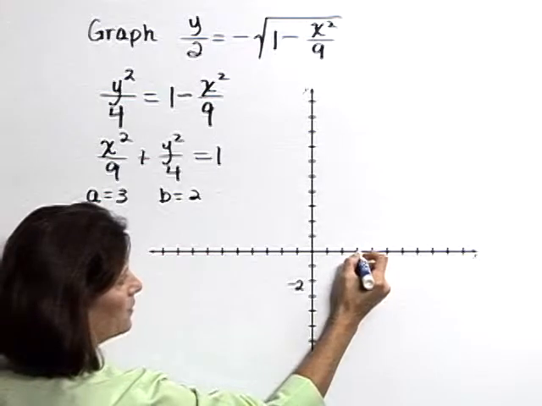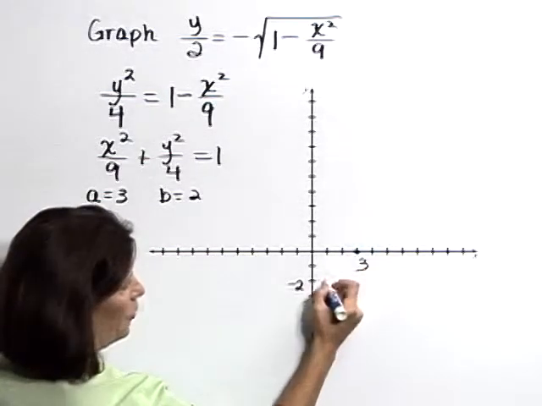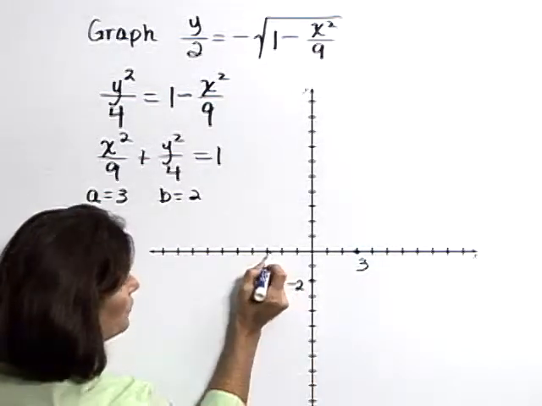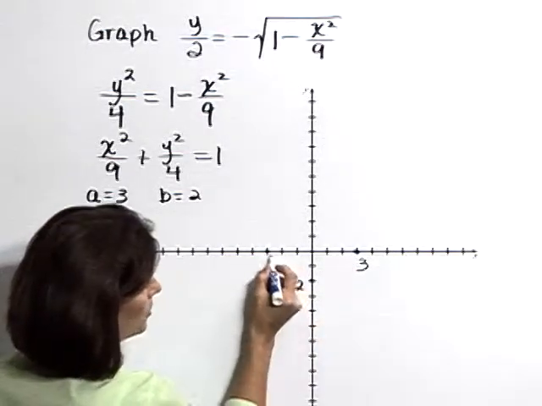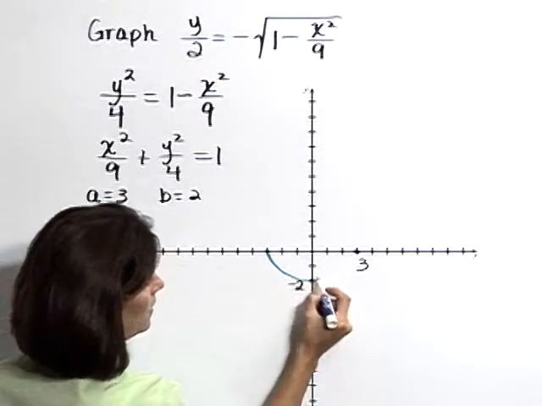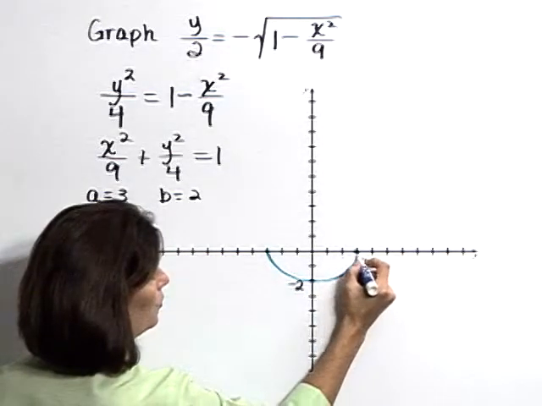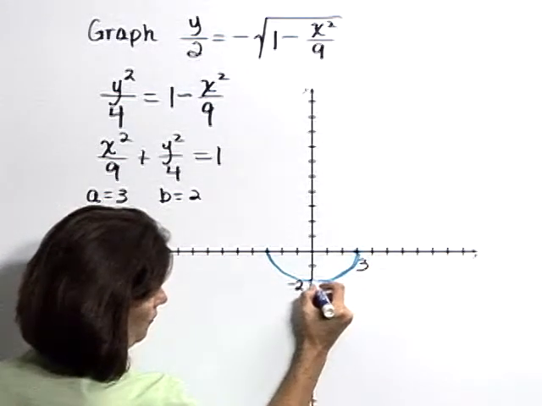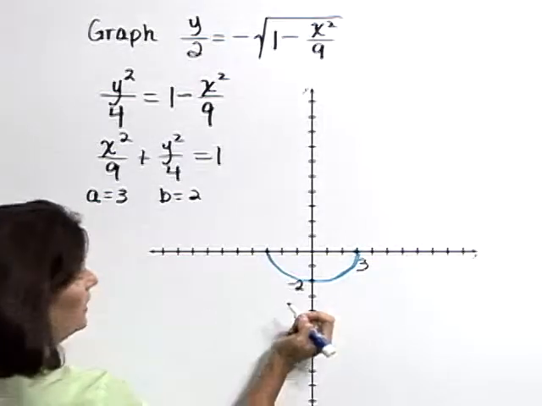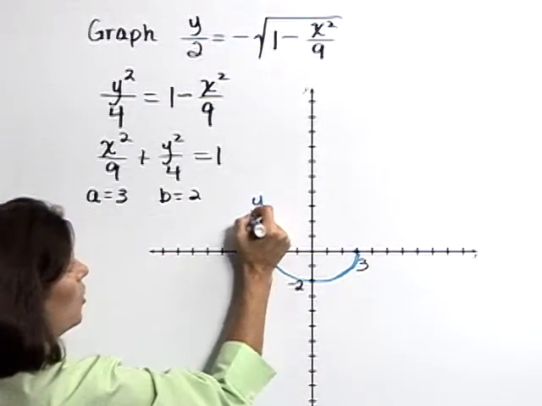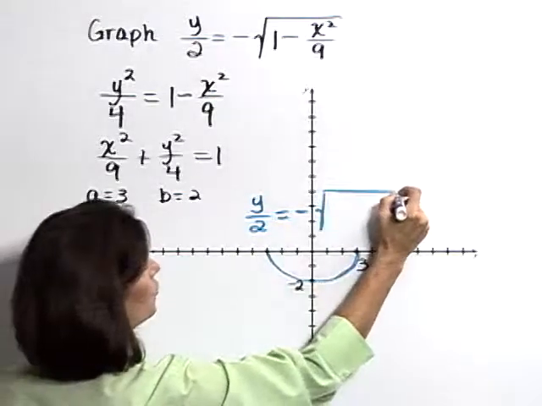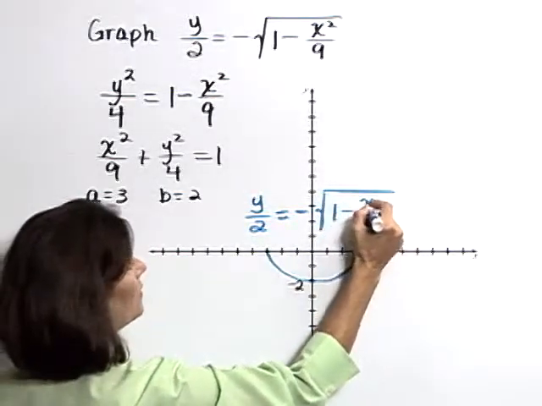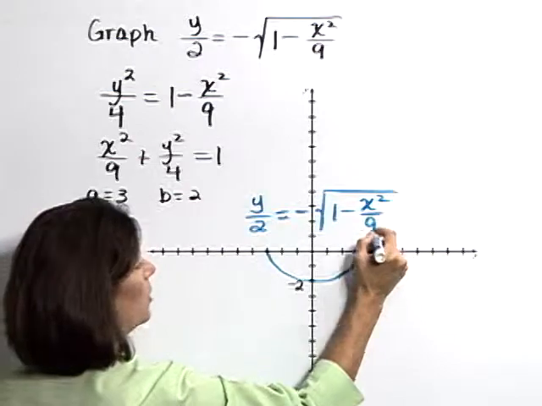So this ellipse is going to include this point at 3, 0, and 0, negative 2, and that's a negative 3, 0. Now let's sketch the bottom portion of it with a nice smooth curve. Okay? Here we see the graph of y over 2 is equal to a negative square root of 1 minus x squared over 9.